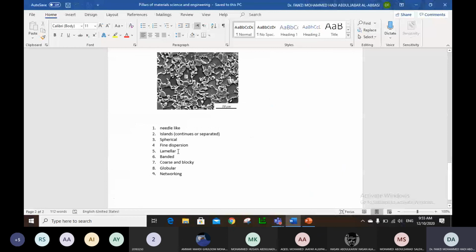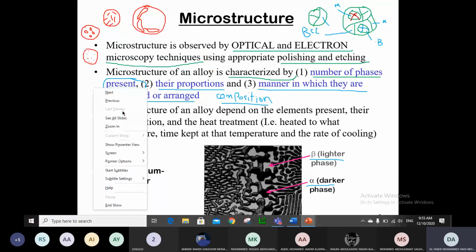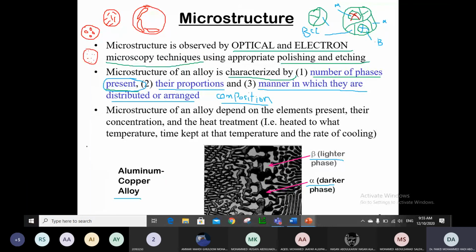You could be having lamellar, for example in the pearlite structure. That lamellar is important, which we are going to see. Lamellar, which is in different grains, you could be having lamellar configuration like that. That also gives different properties of the material. We will be looking at that as well.